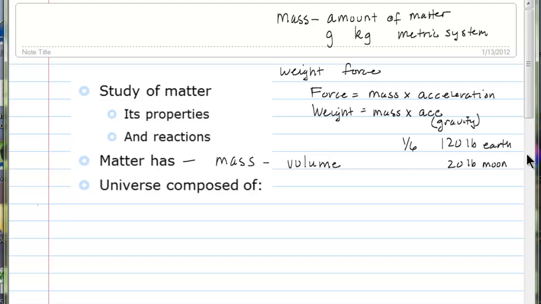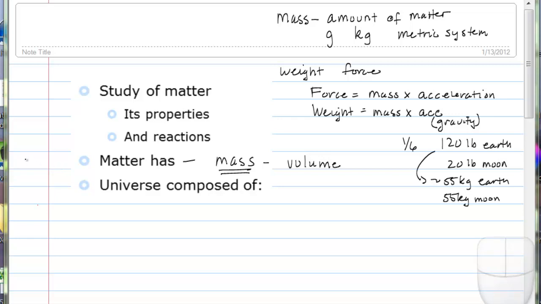On the other hand, the amount of matter in you has not really changed. So that 120 pounds is approximately 55 kilograms, and your mass would be 55 kilograms on Earth, and it would also be 55 kilograms on the moon. So in chemistry, we will be using mass, and then volume is the amount of space something takes up.